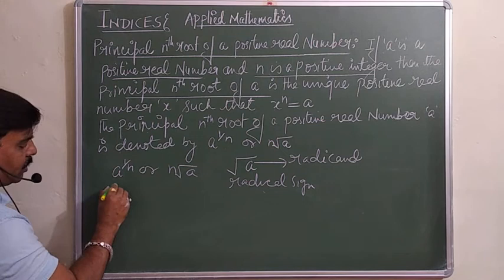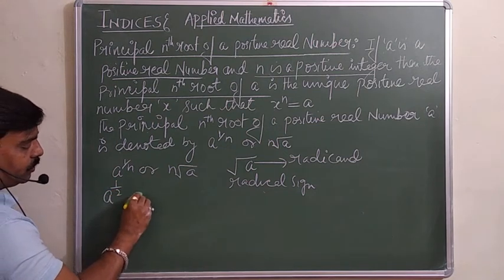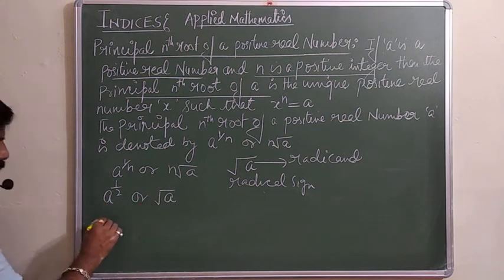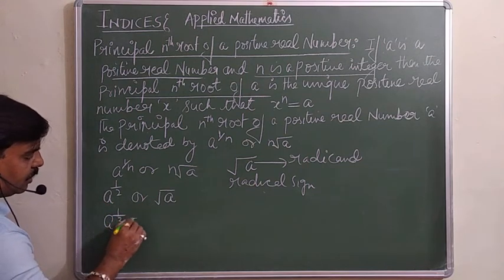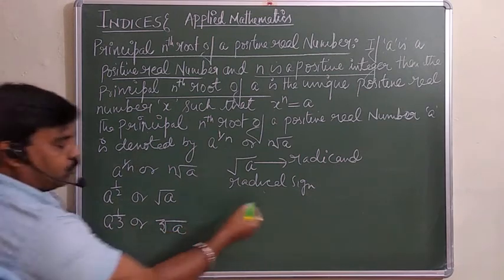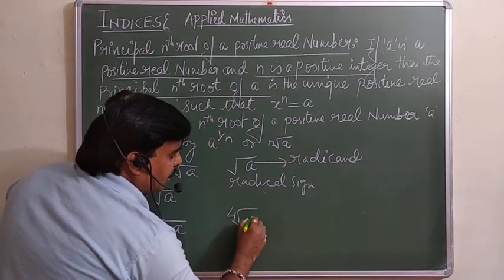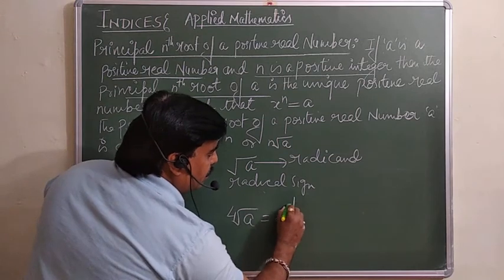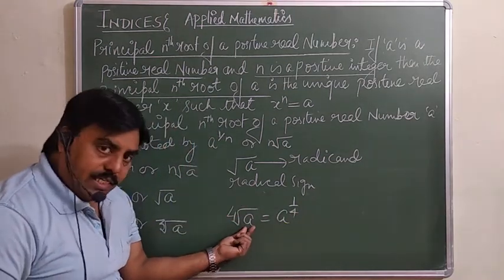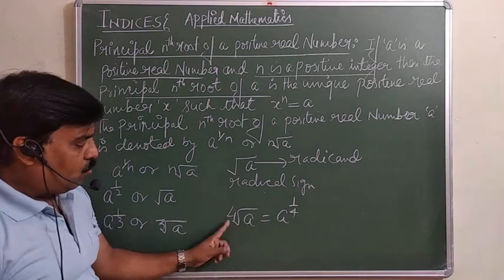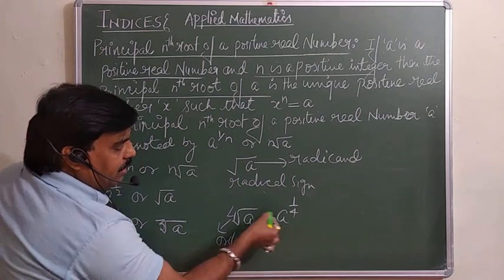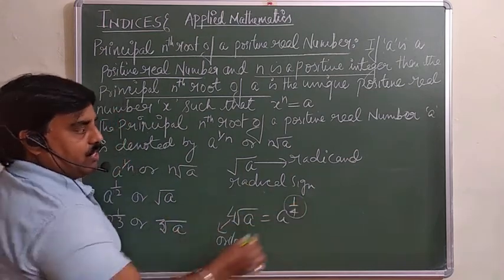Here, a raised to power 1 over 2 means square root of a, the second root. If a raised to power 1 over 3, that means cube root of a. If you want to write the fourth root of a, that means a raised to power 1 over 4. So this is your radicand, and this is the radical sign. Whatever order is given here, you are supposed to make it in the form of a fraction.